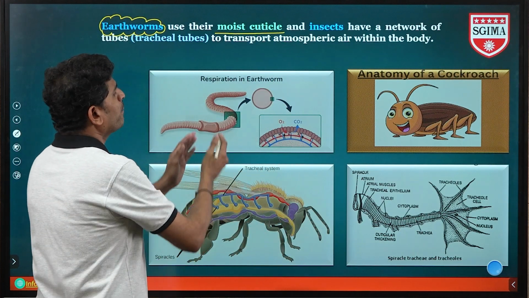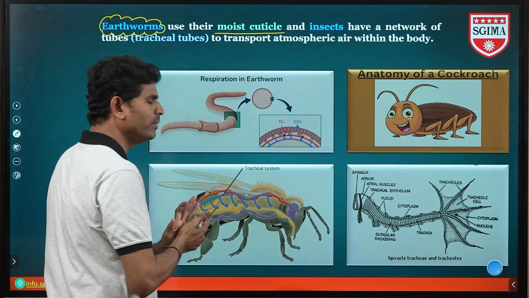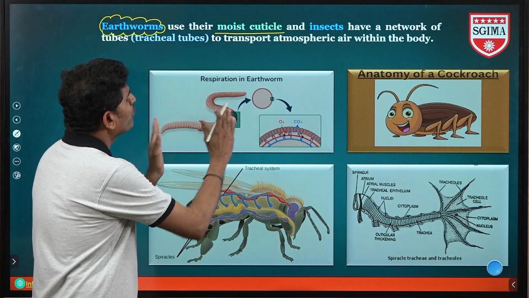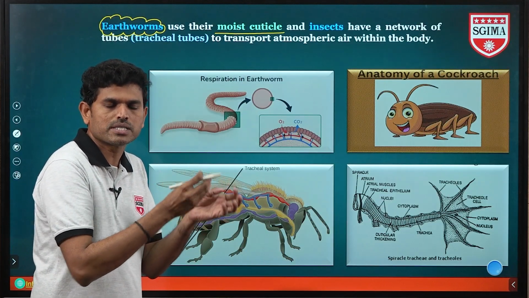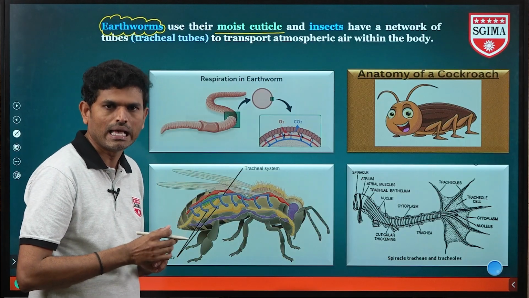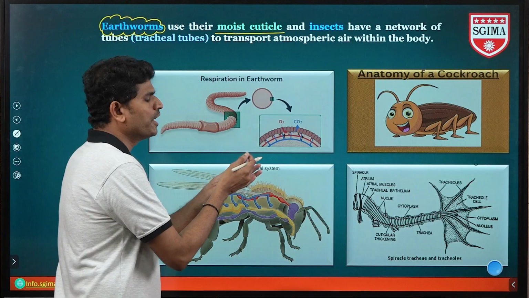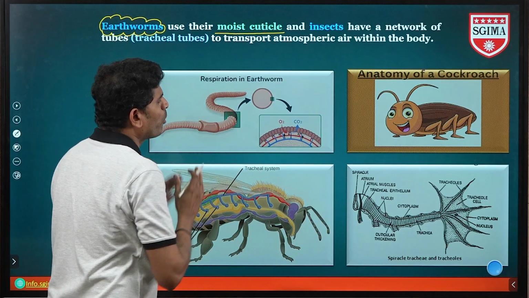Okay, earthworm में moist cuticle. इधर देखो, this is earthworm. हमको मालूम है, it belongs to phylum Annelida. So this earthworm body is covered by the cuticle. उसके ऊपर through the dorsal pore always coelomic fluid will be released, and one more thing is mucous glands are present. Due to this coelomic fluid and mucous glands, this surface will always be moist in condition.